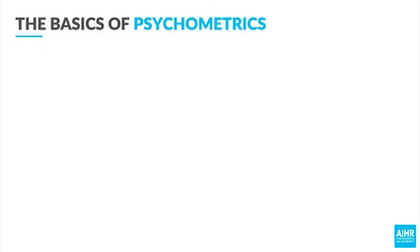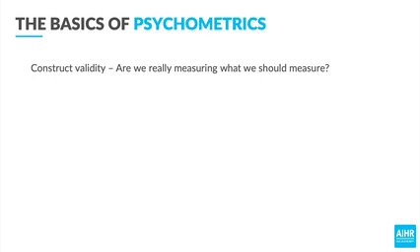Now, when you work with data, there's a number of things you really need to know. The first one is construct validity. And construct validity is all about, are we really measuring what we should measure? Are we measuring performance, or are we measuring how well the manager likes someone? Or is it a combination of both? In that case, construct validity is low.